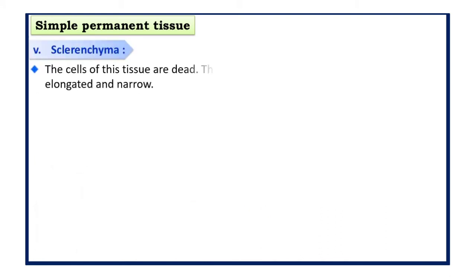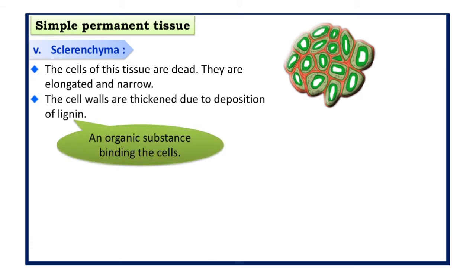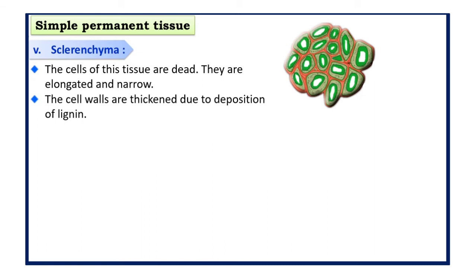We are going to see the sclerenchyma tissue. The cells of this tissue are generally dead. They are elongated and very narrow. The cell wall is very thick here because of the deposition of a pigment called lignin. Lignin is a kind of organic substance. It helps in binding of the cell. It helps in sticking of the cell.